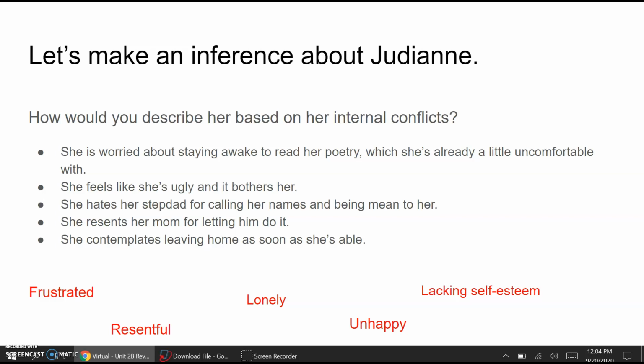We also talked about internal conflict and how internal conflict can help us make inferences about characters. We looked at Judianne's character from Bronx Masquerade. We looked at her different internal conflicts, and then we decided the red words at the bottom is the type of character that she is.